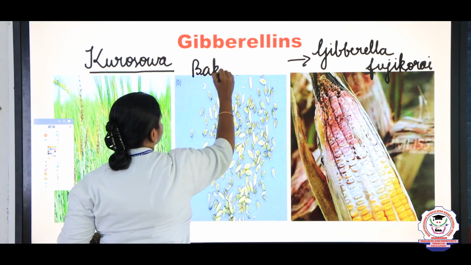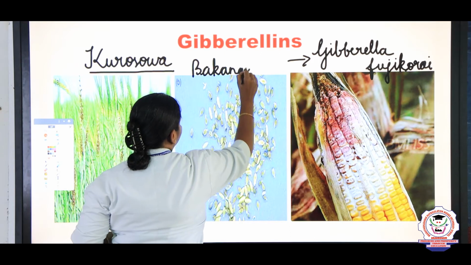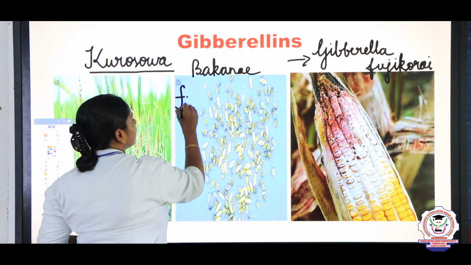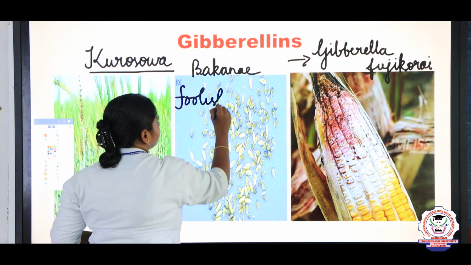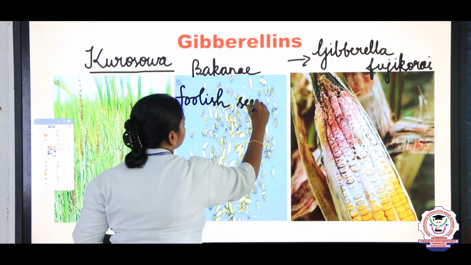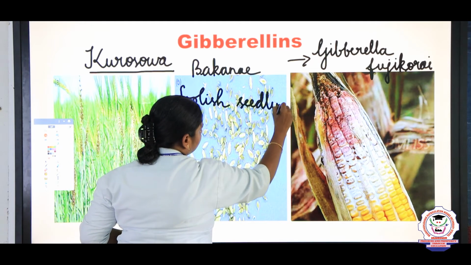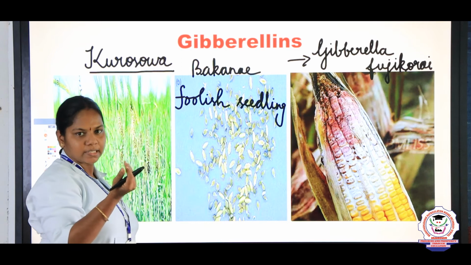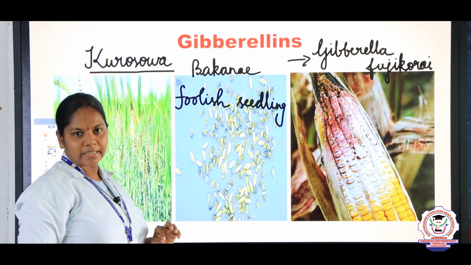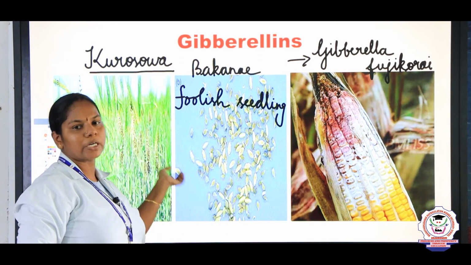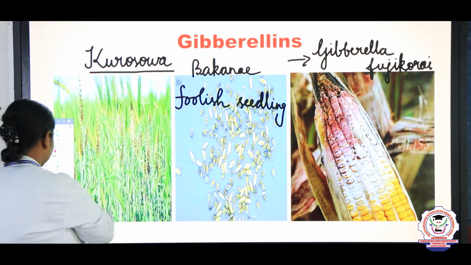Just underline in your book, children, Bakanae disease, or it is also called foolish seedling. We say sottai in Tamil, right? So that is a foolish seedling. Now let us see some of the important effects of these gibberellins.